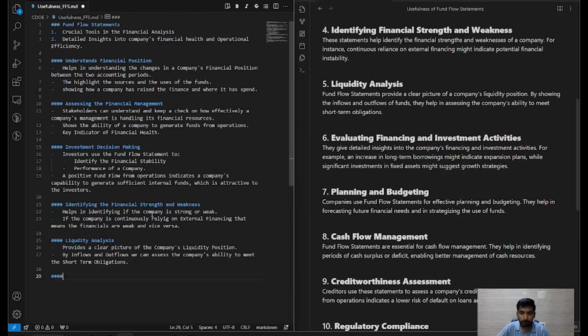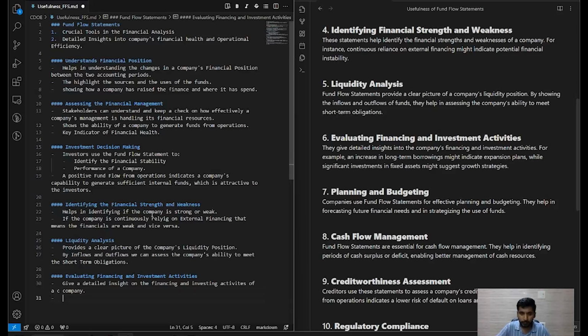Next up is evaluating financing and investment activity. They give detailed insight into the company's financing and investing activities.